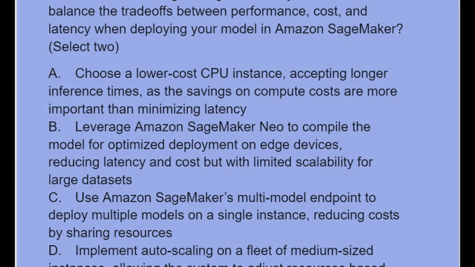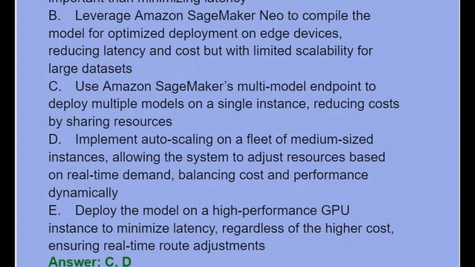Option C, use Amazon SageMaker's multi-model endpoint to deploy multiple models on a single instance, reducing cost by sharing resources. Option D, implement auto-scaling on a fleet of medium-sized instances, allowing the system to adjust resources based on real-time demand, balancing cost and performance dynamically.